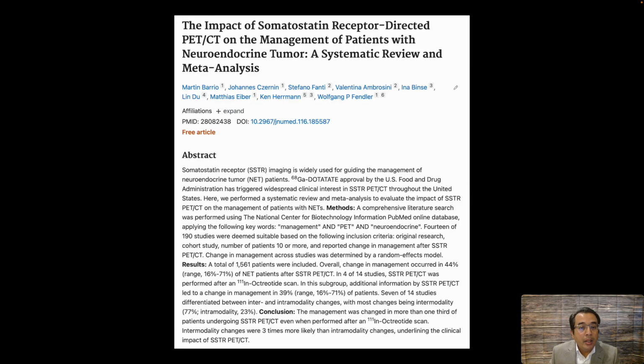On this slide, we have an interesting paper, a systematic review and meta-analysis on the role of somatostatin receptor PET-CT in patients with neuroendocrine tumor.